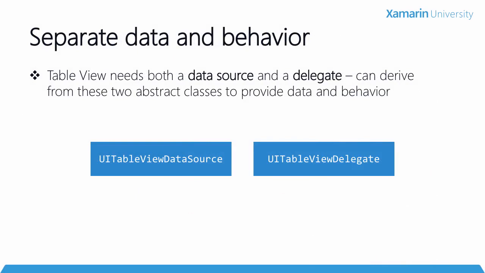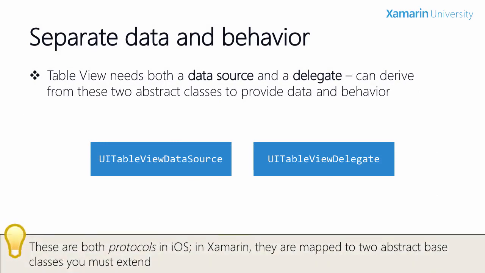To function properly, the table view needs both the data source and the delegate. These are both protocols in iOS. That's a special sort of interface where you don't have to implement all the methods and some default behaviors are provided for you. It's kind of like a mixture between an interface and an abstract class. Since we don't have an equivalent construct in C#, these are both mapped to an abstract class, which you derive from to provide the implementation.